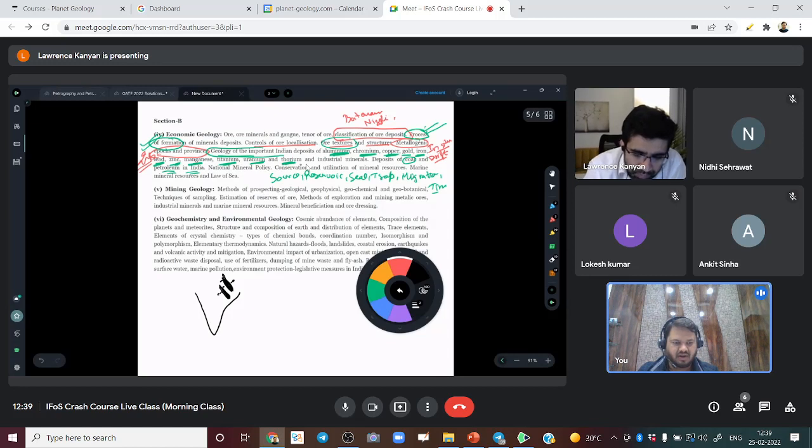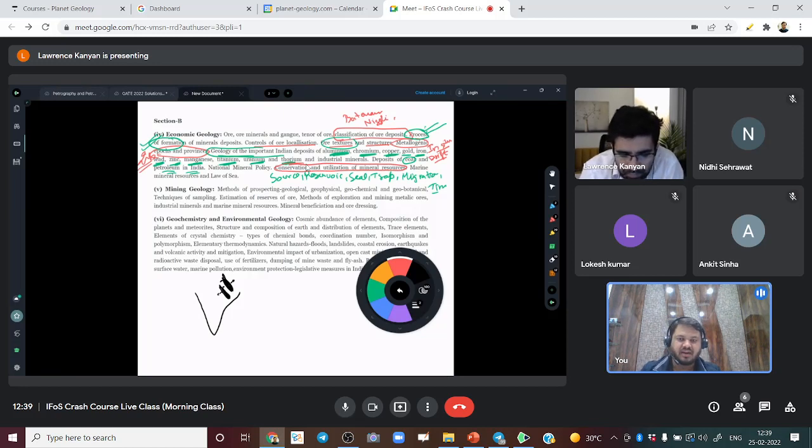So what is the need? What is the context? A little bit of data, good highlighting points, all this. Sir is writing the source, reservoir, seal, trap, migration. These are all ingredients of a petroleum system. And we have also shared handwritten notes. They are more than sufficient to score very well in it.